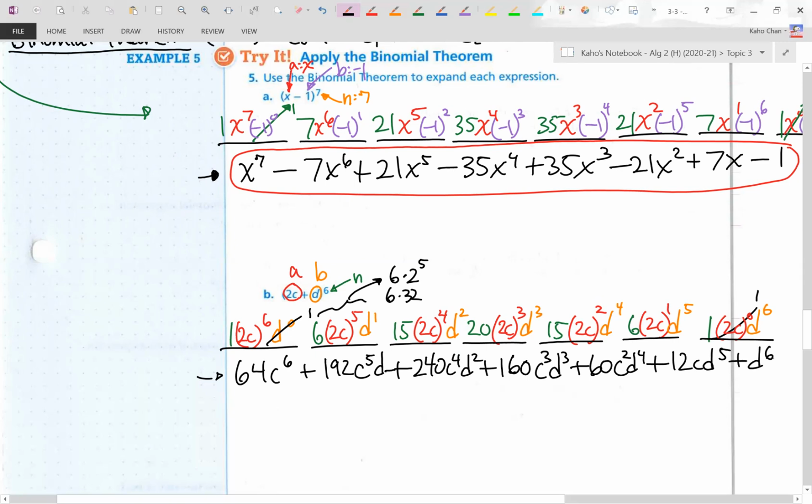Wow. I mean, the alternative is to manually multiply 2C plus D to the 6th power. That's a lot more work. Might be a good time to take a break, folks. It's already up to an hour. What? That's crazy. All right.